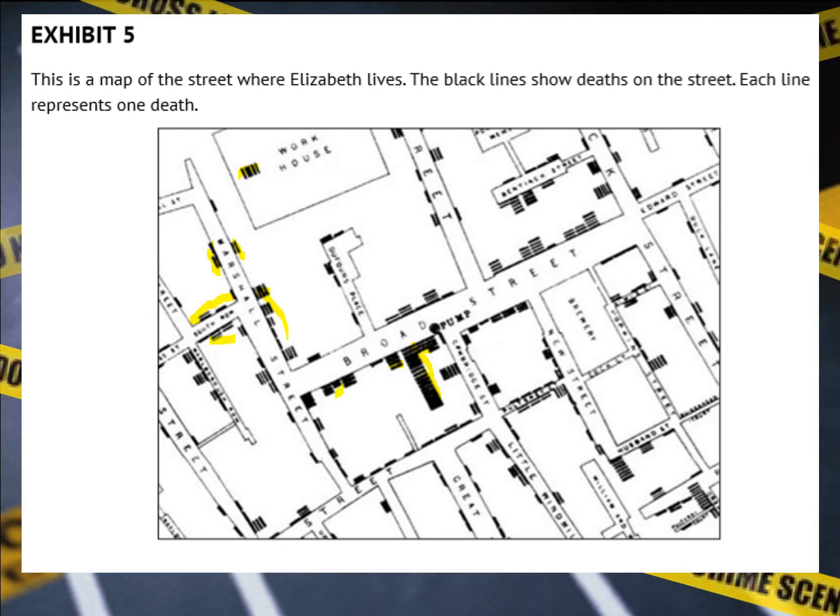However, what I want you to think about with this map is, what do you actually notice? What is the important part that we're looking at where each of the main deaths are happening? Elizabeth lives on Broad Street, and she lives roughly about here. So think about what you can see happening in that and fill in boxes for number 5.